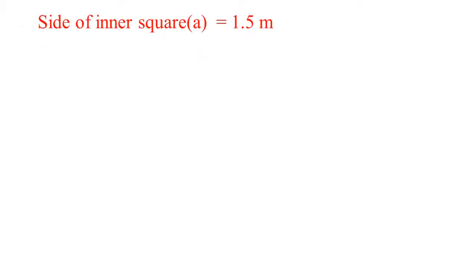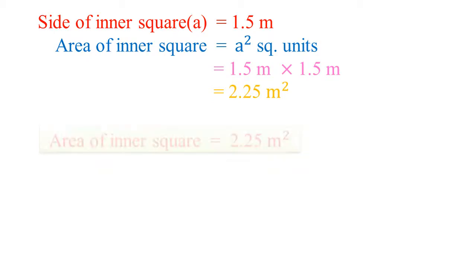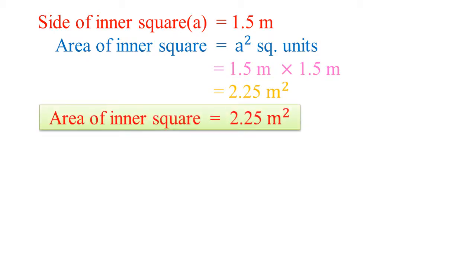Side of inner square A is 1.5 meter. Area of inner square equals A squared square units. A squared means we have to write 1.5 meter into 1.5 meter. Now we have to multiply. We get 2.25 meter square. Area of the inner square equals 2.25 meter square.